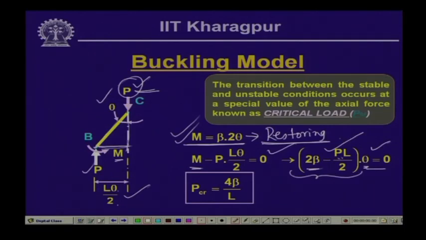If we set that, that gives us a value of P equals 4 beta by L, and this is what we are calling the critical load. And you see this critical load is independent of theta. That indicates that whatever may be the value of theta, the critical load P is equal to 4 by L times the stiffness of the rotational spring, which is analogous to the stiffness of the long member which we are looking into. Hence, the critical load is equal to 4 beta by L.